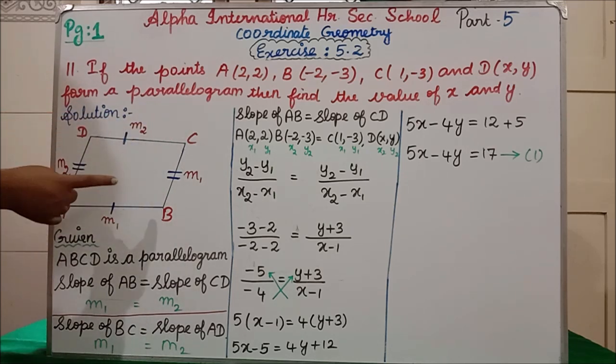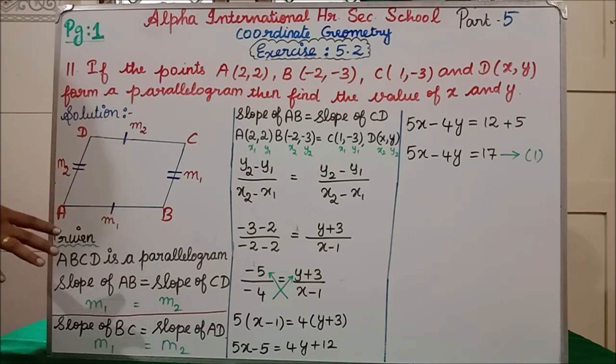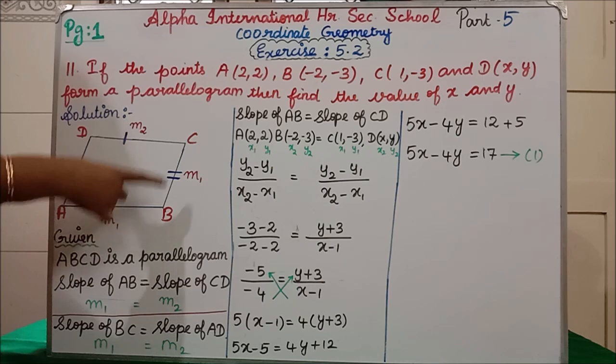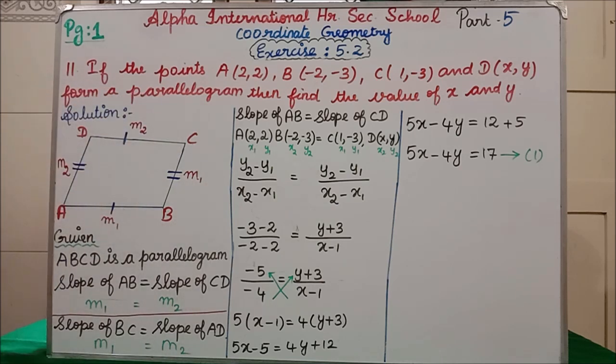So if you want to prove it here, we have to find the slope of AB, which should be equal to the slope of CD. Clear? Similarly, the slope of AD is equal to the slope of BC. Clear? See, we will go for the solution now.